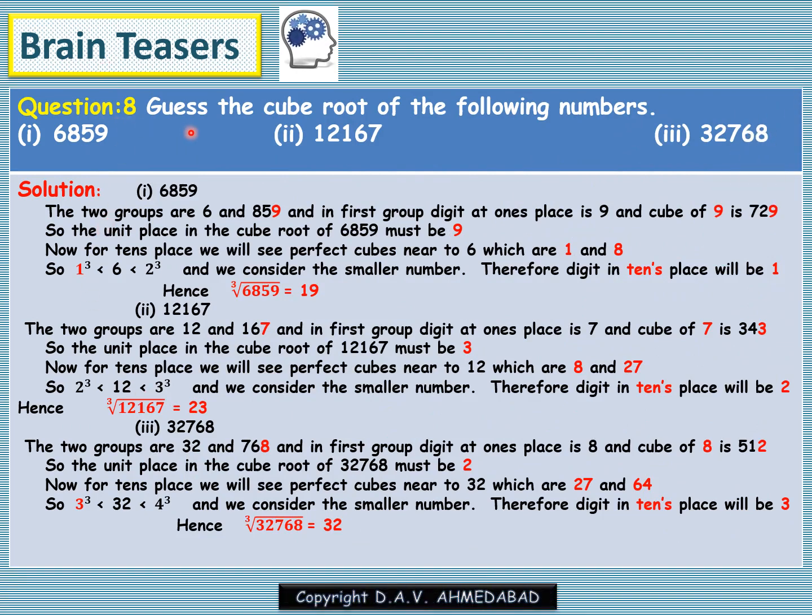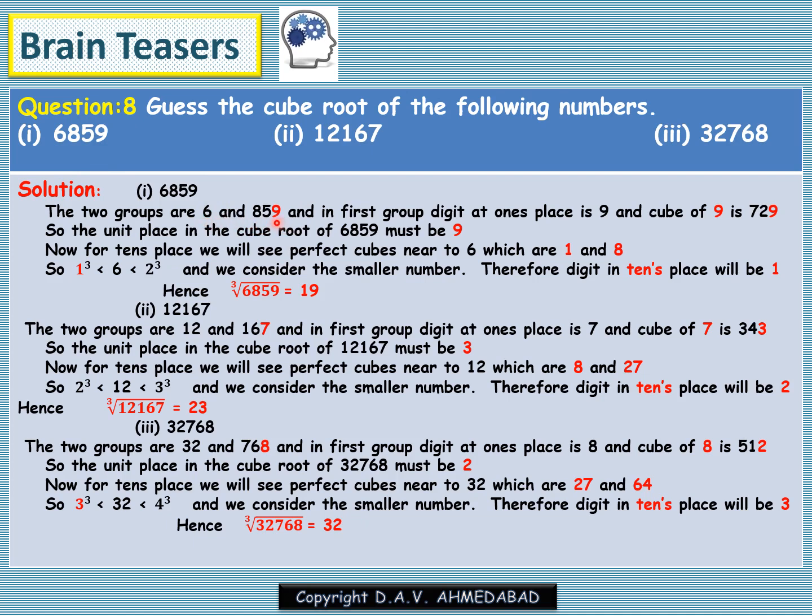Question number 8 is, guess the cube root of the following numbers. Children, guess means we need to estimate. So in this part only so many questions we have done of estimation. So similarly we will be solving this. So first number is 6859. So we will make two groups. First group will have 859 and second group will have 6.